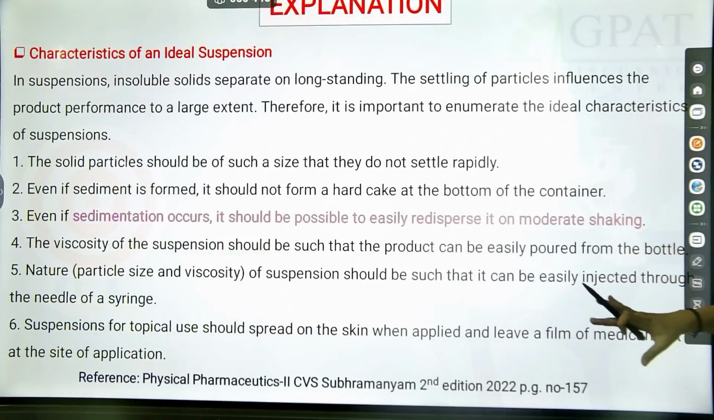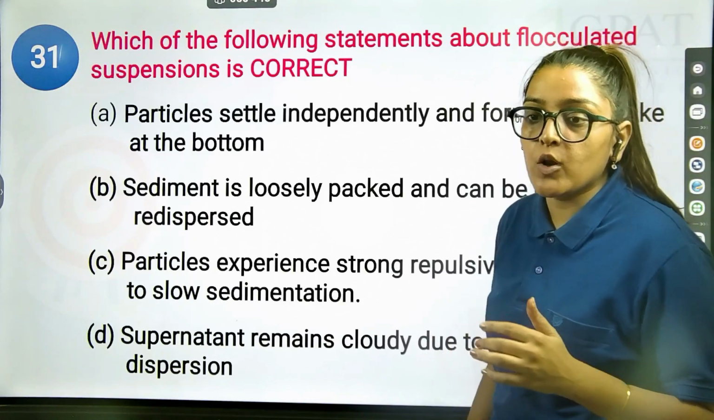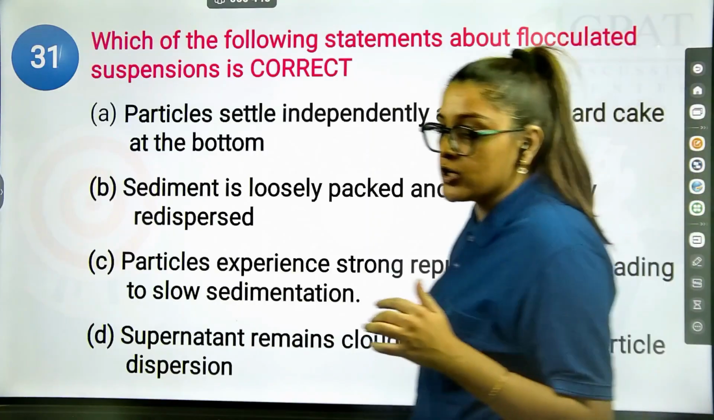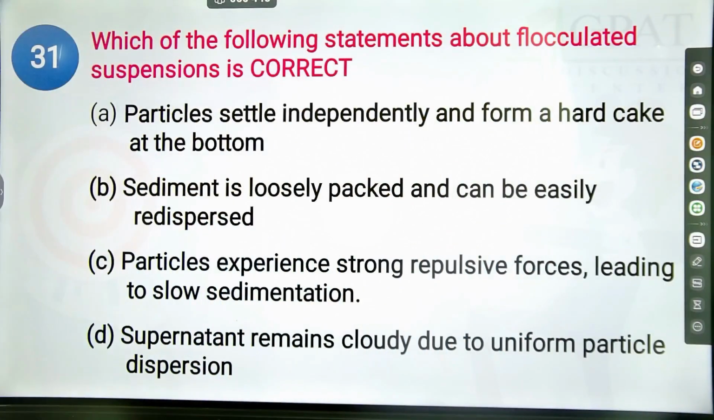Okay. Next, which of the following statements about the flocculated suspension is correct? So we have two types, flocculated and deflocculated ones. Both can be differentiated based on how the particle settling occurs.